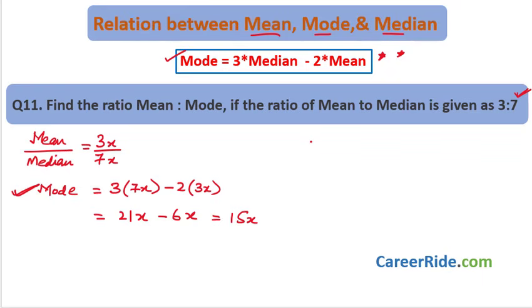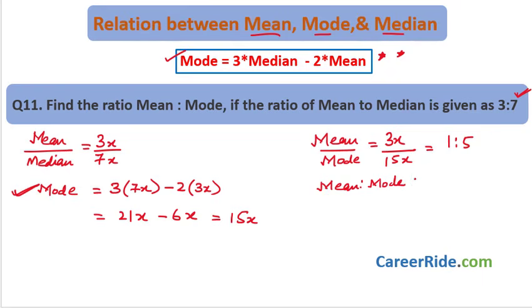Now what am I asked? I'm asked the relationship between mean and mode, right? So can I place the values now? The mean is 3x for me, and the mode is 15x for me now, right? From here I have 3 upon 15, that is 1:5. This is what the ratio is. Mean is to mode here is 1:5. This is the ratio.